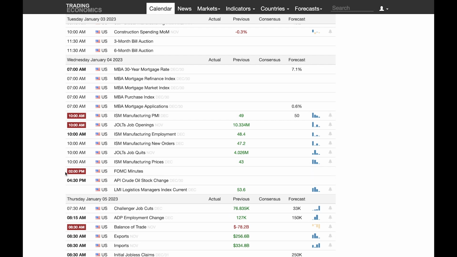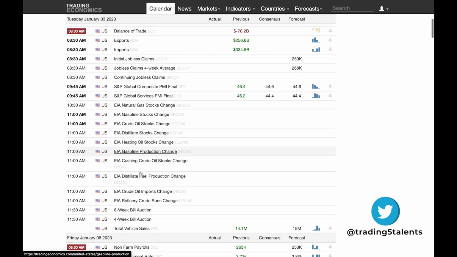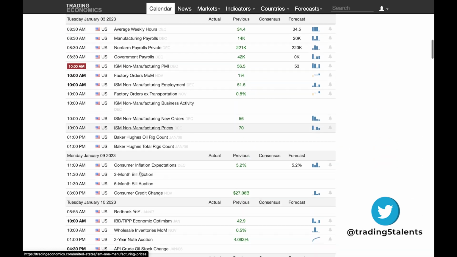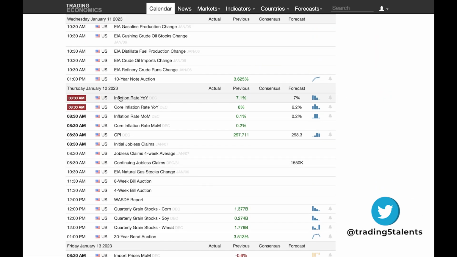So for example, this one right here, the FOMC minutes released at 2 p.m. These are Eastern Standard Times. So Wednesday, January 4th at 2 p.m., I probably would not want to trade before this or around this time because of the data that's going to be released right here. We can scroll down and we can see right here, inflation. So this is when the inflation report is coming out.